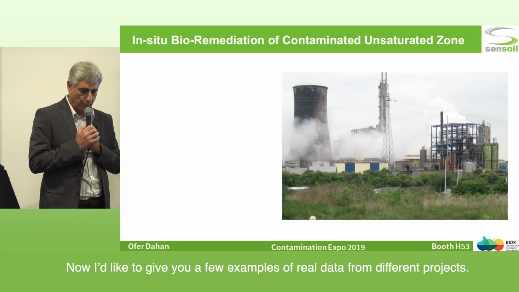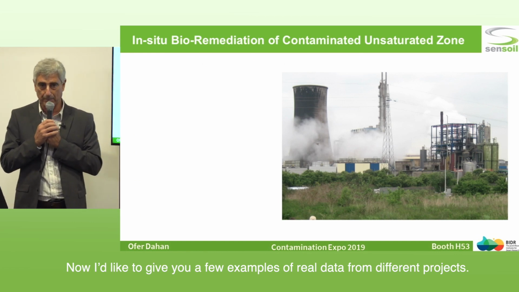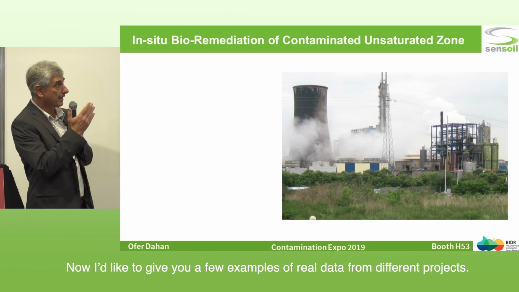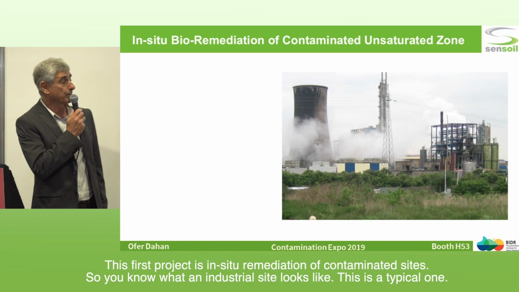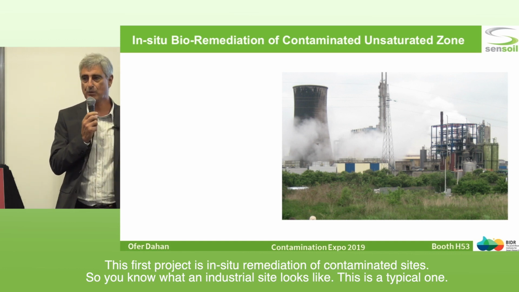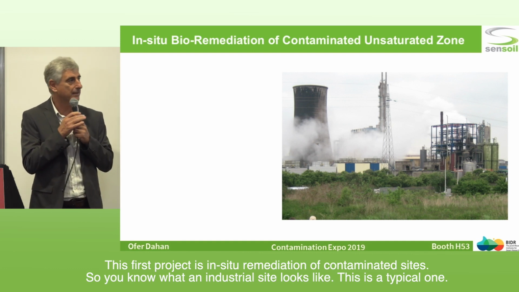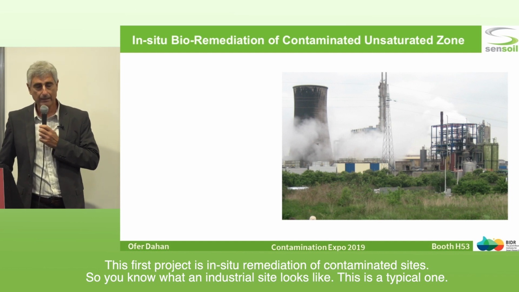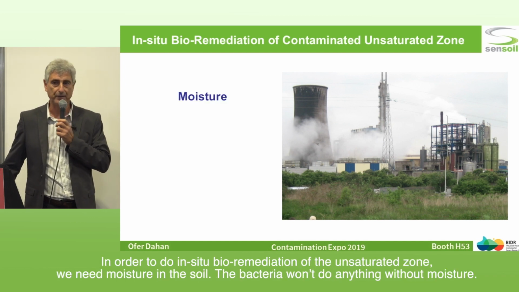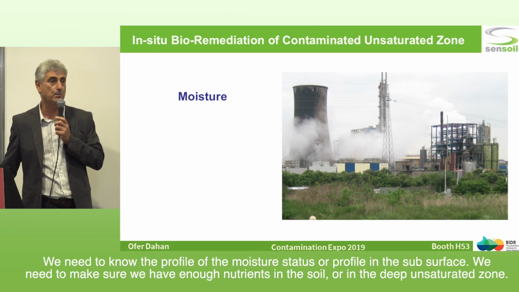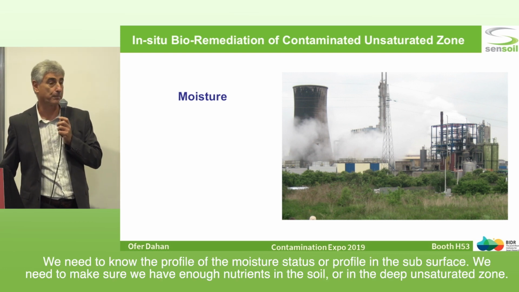Now I'd like to give you a few examples from real data from different projects. The first of them will be in-situ remediation of a contaminated site. So we know what an industrial site looks like. This is a typical one, but from the figure you know what it is more or less. In order to do bioremediation of the unsaturated zone, we need soil moisture. The bacteria wouldn't do anything without moisture. So we must know what the moisture status is in the subsurface profile.